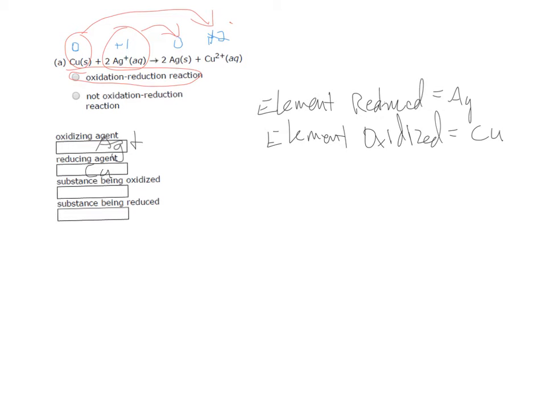Next, substance being reduced. You could also restate that as the element being reduced and oxidized. So the one that was oxidized, we had said, was copper. And the element that was reduced, we said, was silver.